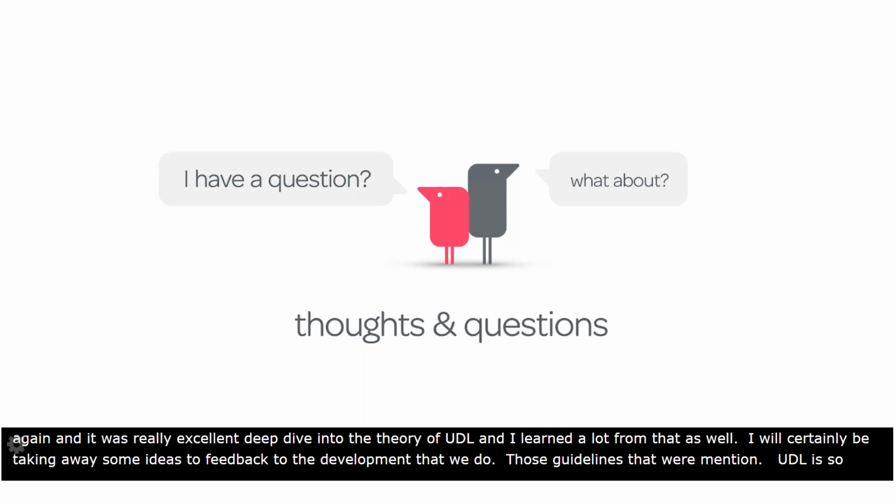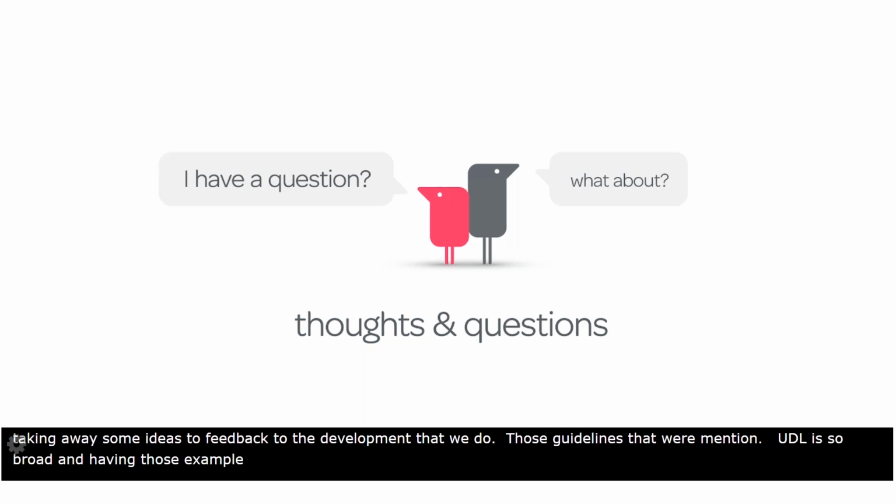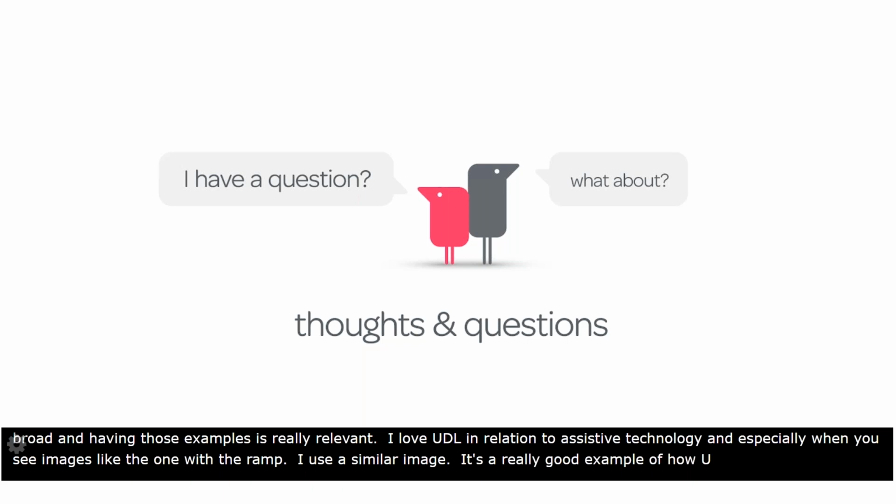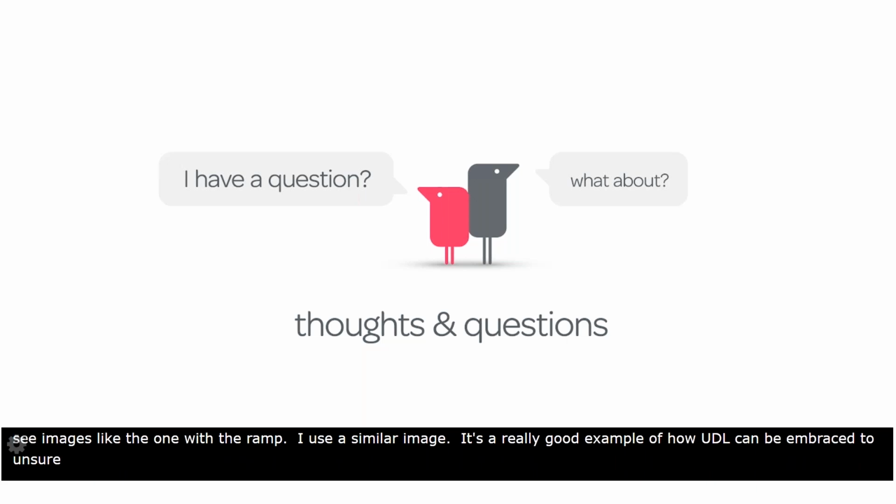And from my perspective, I look at UDL in relation to assistive technology, but it's important to note that sometimes the everyday changes impact everyone, especially when you see images like the one Abby used of the ramp, which is poorly constructed. I actually use a similar image, but one that is an example of good practice of UDL, which is in Robson Square in Vancouver, if anyone has ever been lucky enough to go. It's a really good example of how UDL can be embraced to ensure accessibility for all, not just those with a disability, which I think is often a misconception around the topic.